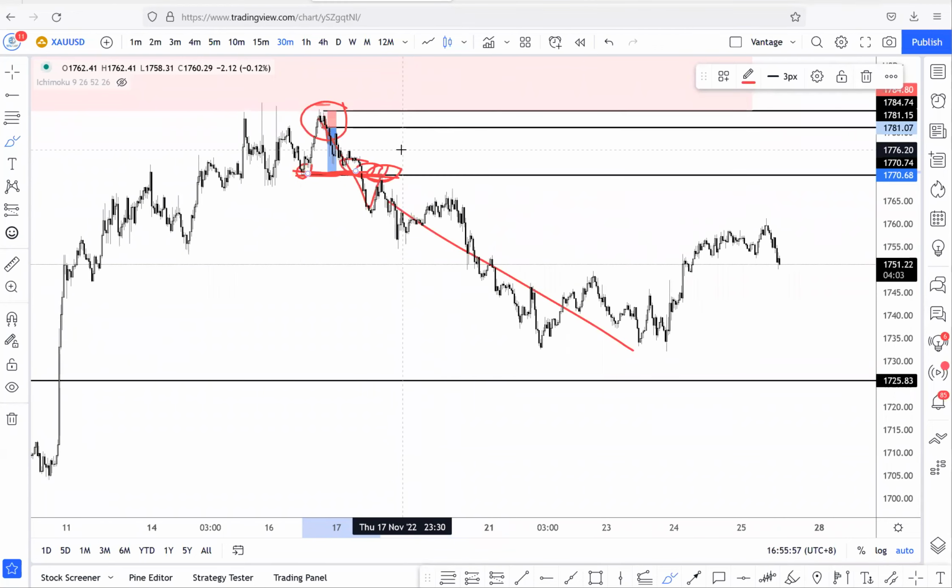Okay, so selling long is riskier. So in general, if you want to wait for a higher time frame confirmation, you can wait for the 15 minutes.